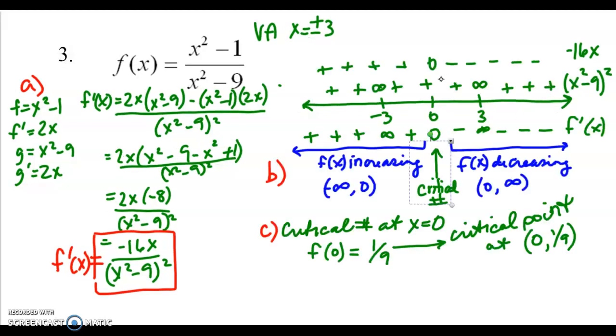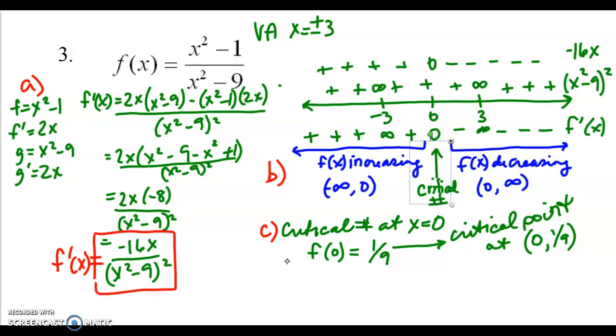Alright, so the sign analysis is like this, and we can see there that the derivative of f of x is positive on the left up until 0, and then negative on the right, meaning that the original function f of x is increasing on this interval and decreasing on this interval. That's the answer to B.